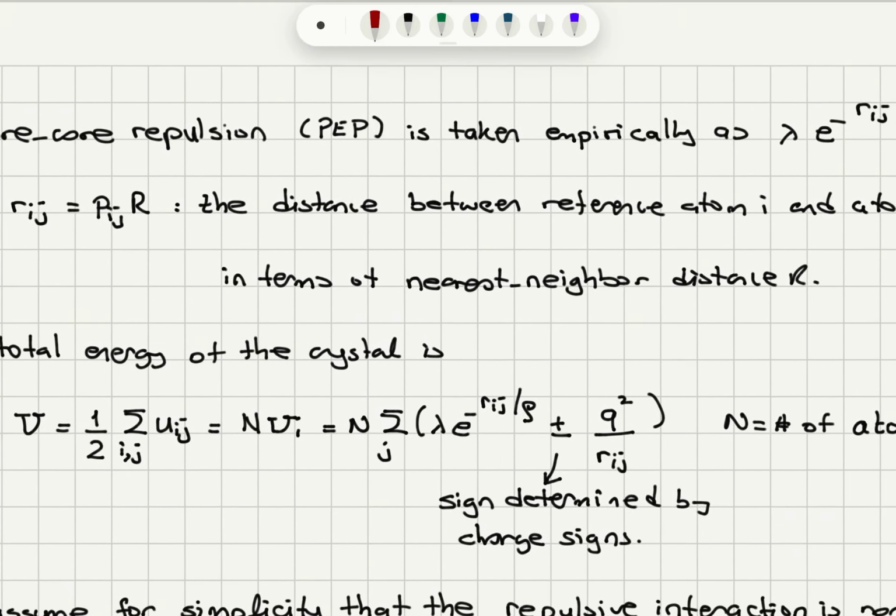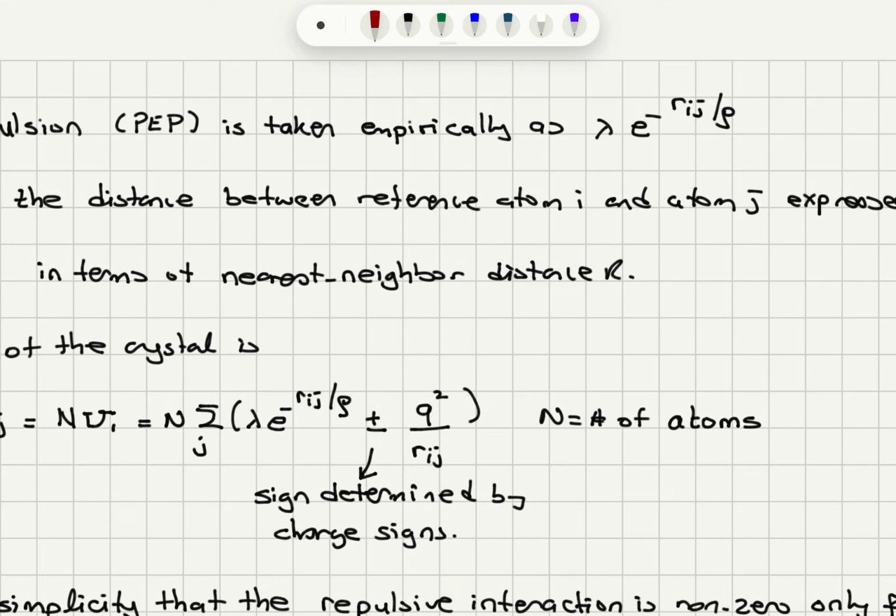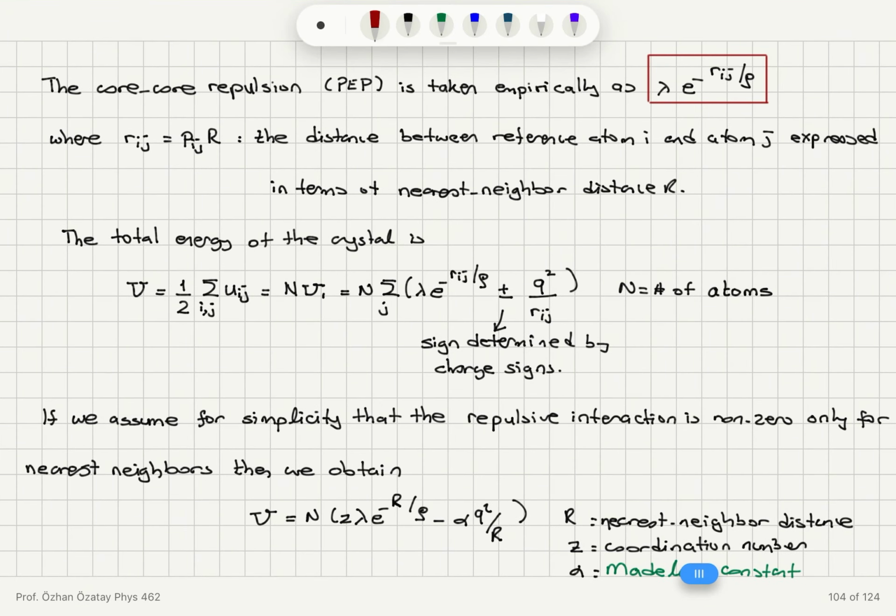Now, the core repulsion, the Pauli exclusion principle, we can take empirically as lambda times e to the minus Rij over rho. So lambda and rho are some constants, so this is exponentially increasing as the atoms approach each other. So Rij is some multiple of the distance between nearest neighbors. The nearest neighbor distance we call capital R, and we have a reference atom i and an atom j at a distance Rij, so the total distance between them is some multiple of the nearest neighbor distance in the crystal structure.